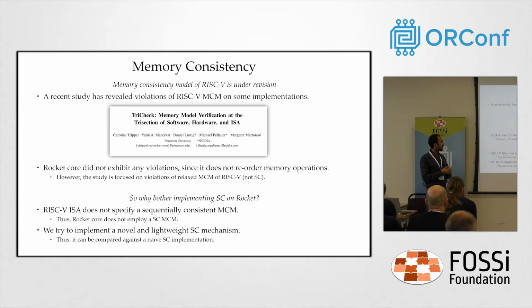So our motivation for working on this is basically that the RISC-V ISA, first of all, doesn't provide a sequentially consistent MCM. Even though the RISC-V ISA specifies a relaxed memory consistency model, this doesn't mean some implementations can't actually implement sequential consistency. So that's one of the reasons. We just want to see what the challenges are to implement those.